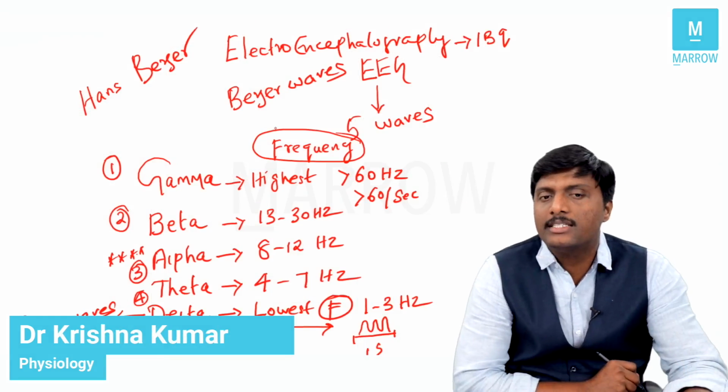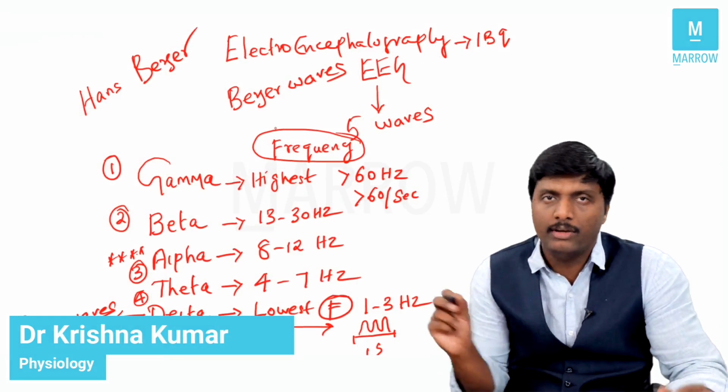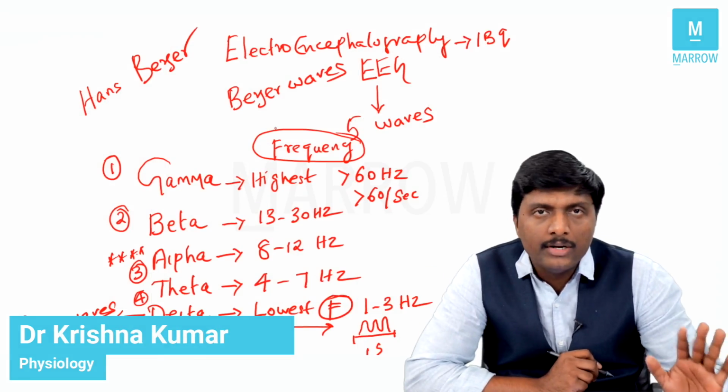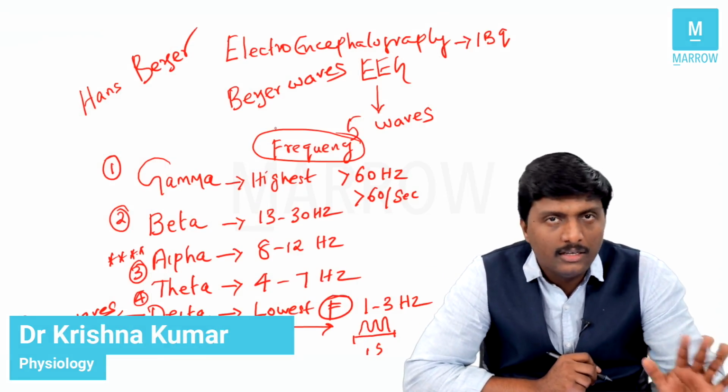The fact-based questions are highest frequency and lowest frequency waves. We know the answer. Highest frequency is gamma, lowest frequency is delta.